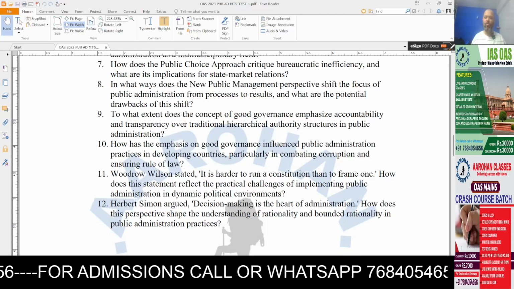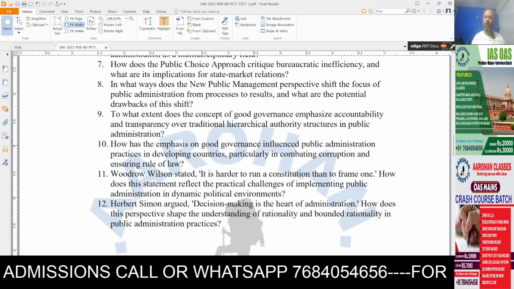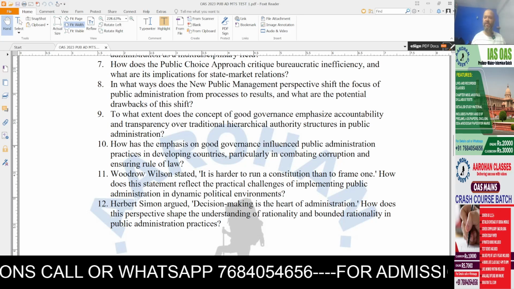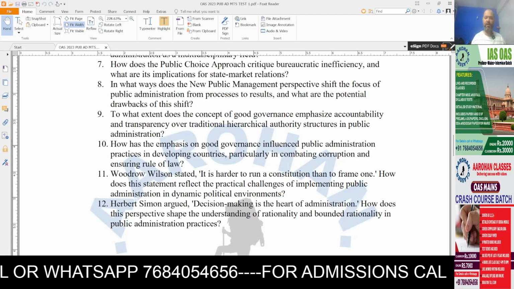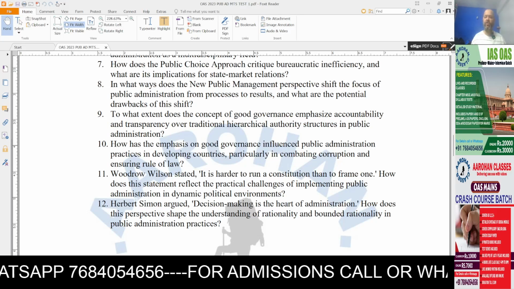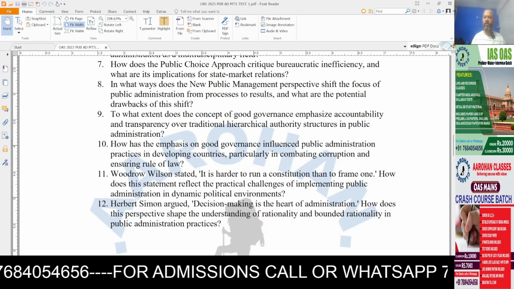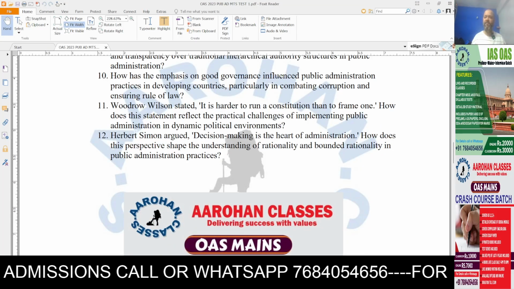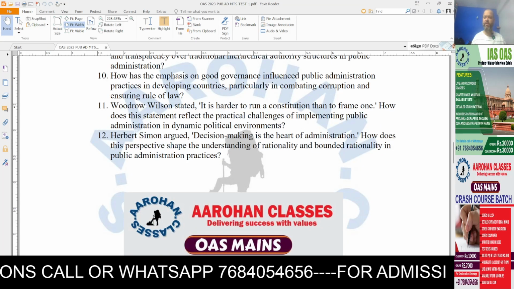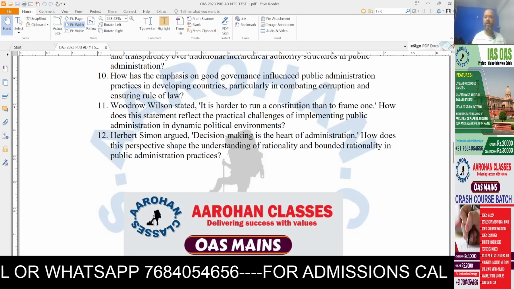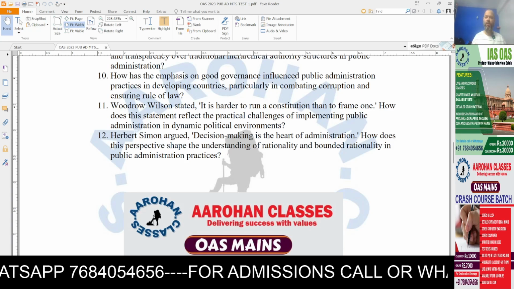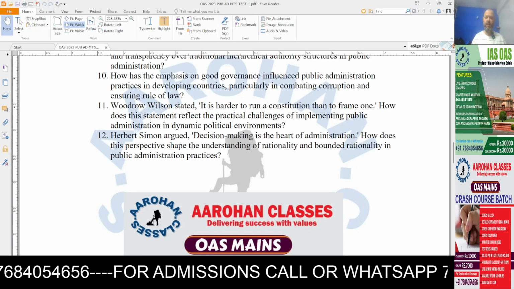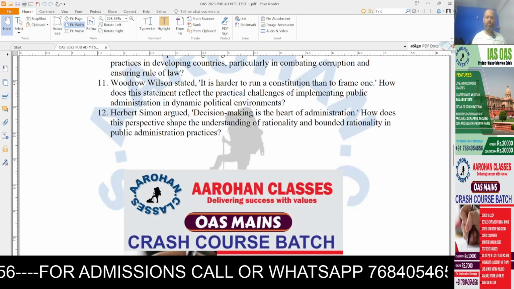Question 9. To what extent does the concept of good governance emphasize accountability and transparency over traditional hierarchical authority structures in public administration? Question 10. How has the emphasis on good governance influenced public administration practices in developing countries, particularly in combating corruption and ensuring rule of law?